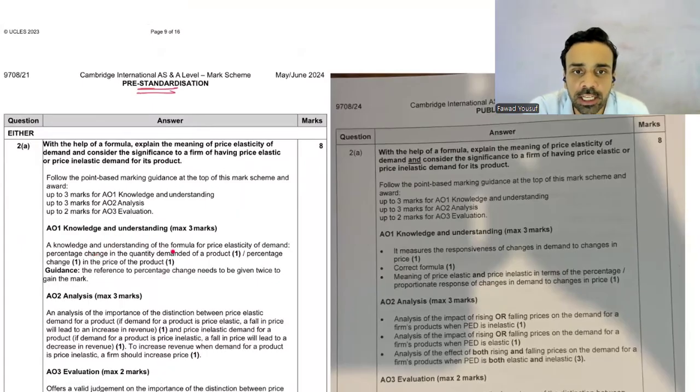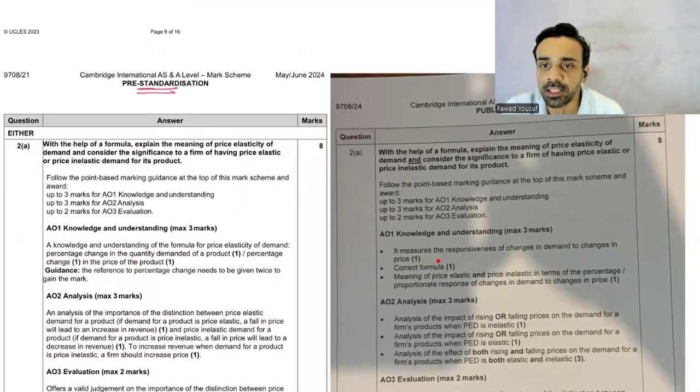In pre-standardization, they were interested in giving out marks सिर्फ फॉर्मूला लिखने के. If you've written percentage change in quantity demanded you get 1 mark, percentage change अगर लिखा हुआ है तो you get 1 mark, और price लिखा हुआ है तो you get 1 mark. Just for writing the formula, basically you get a mark. Then they realized that this was too ridiculous. We can't do that. So this is what they did then.